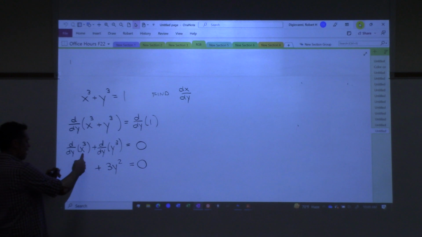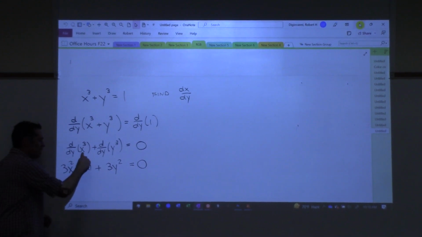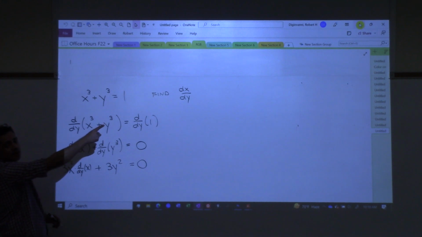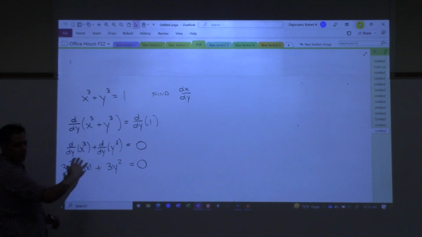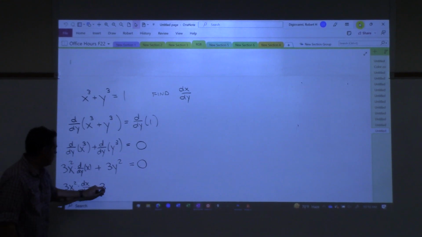This one, I have to do the power rule, 3x squared. But now, times, I'm differentiating with respect to y, I'm differentiating the base that's here, right? X. And that's dx dy, isn't it? That's dx dy, which is what I asked you to find. See the difference between the two? Are you sure? Now I'm not solving for it. I'm just writing it down, and then we'll stop here.